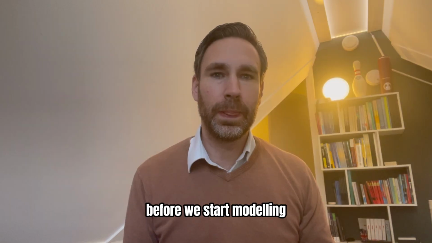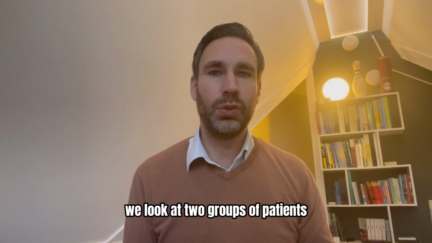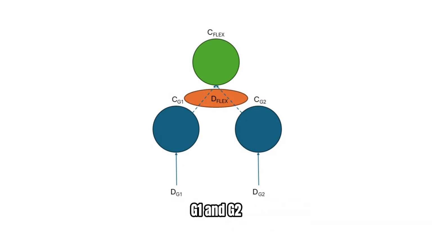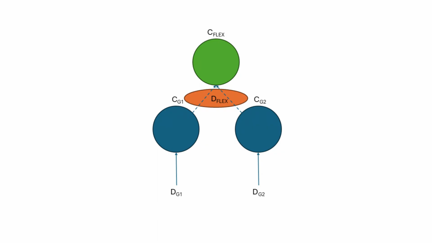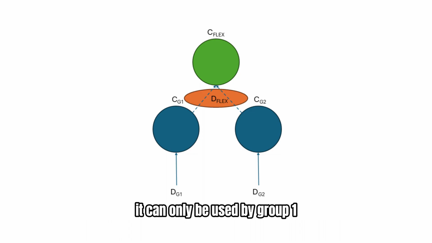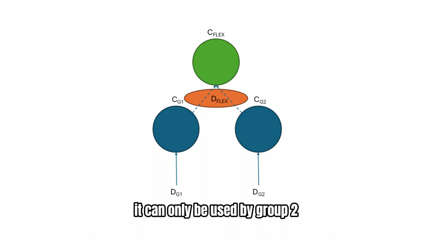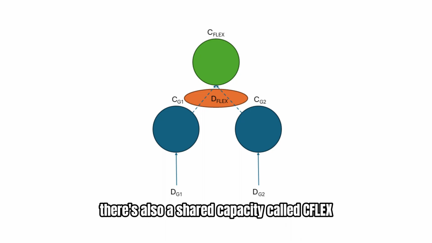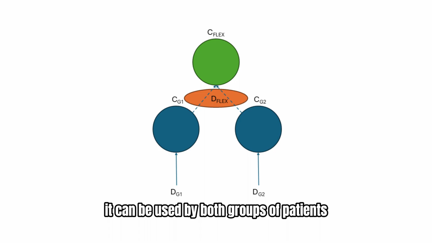Before we start modeling, how does the principle of flexibility or shared capacity work? We look at two groups of patients, G1 and G2. Those groups require a certain amount of capacity, DG1 and DG2. Group 1 has an allocated amount of capacity of CG1 that can only be used by Group 1, and Group 2 has an allocated capacity of CG2 that can only be used by Group 2. There's also a shared capacity called C-flex that can be used by both groups of patients.